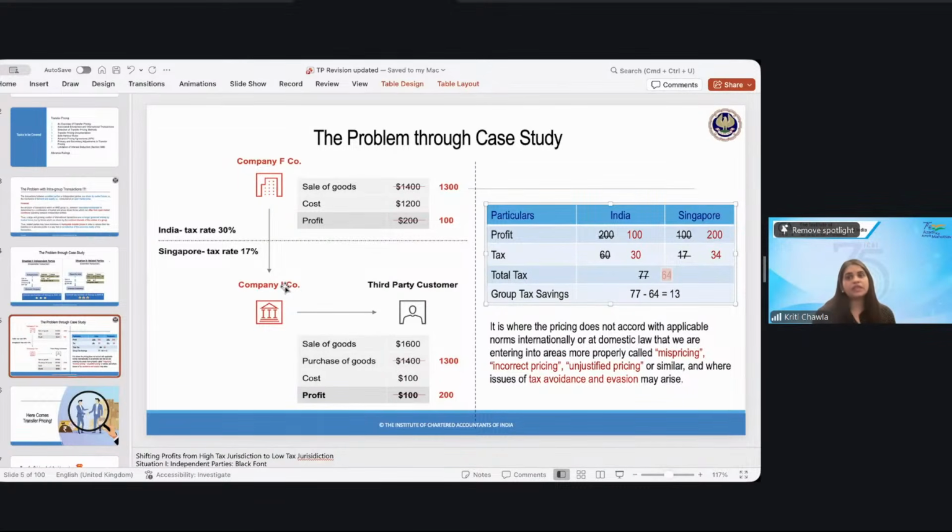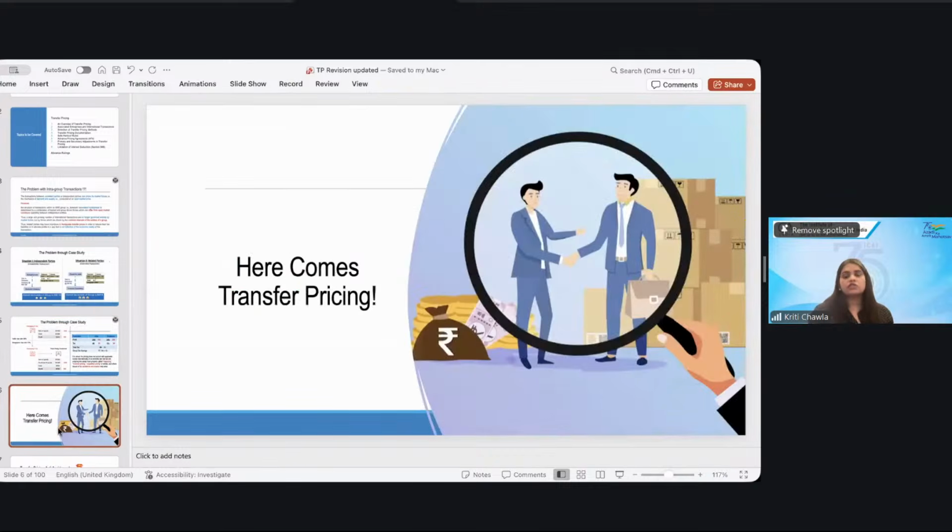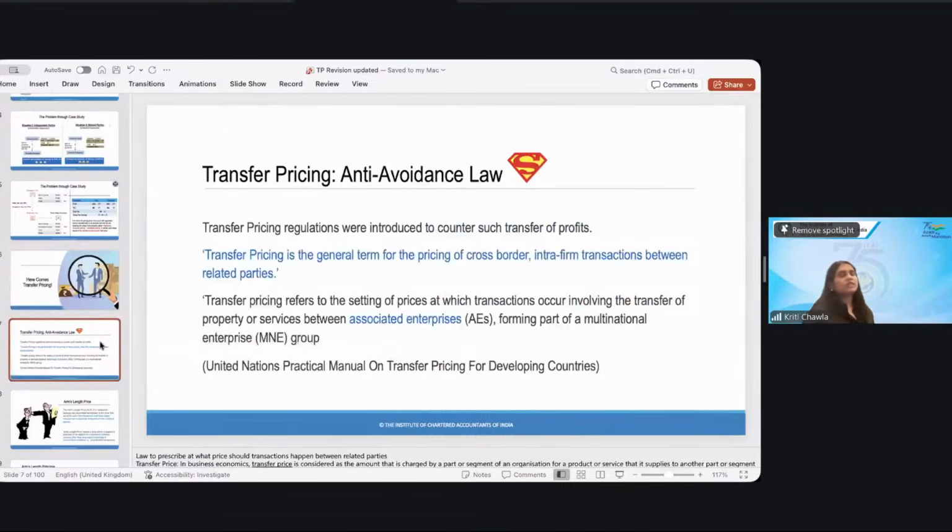And there was something that had to be done to make sure that these tax avoidance strategies do not happen. This is the reason they came up with something called transfer pricing. Now, transfer pricing is basically an anti-tax avoidance law. Transfer pricing provisions or regulations were introduced to counter such transfer of profits, to make sure that these transfers of profits do not happen. This is where they came up with a law, and this particular law prescribes at what price transactions between related parties should happen.